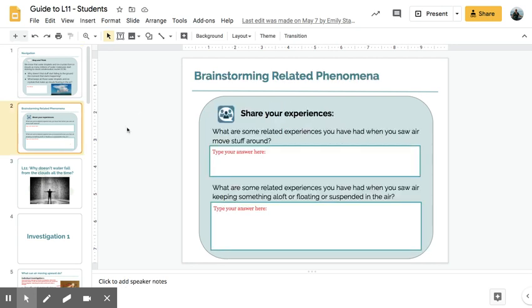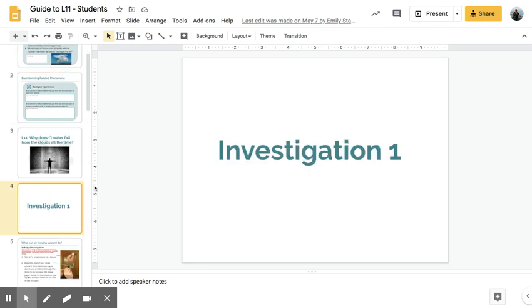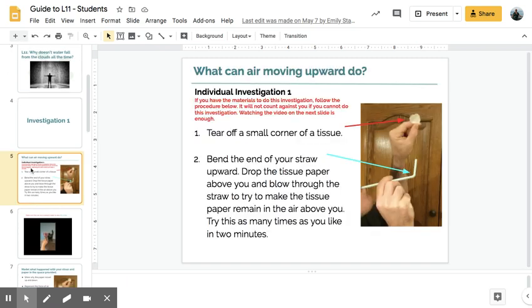So you're brainstorming some ideas. You're sharing some experiences on this next slide, and then you're moving to the first investigation. You can try this yourself, or you can watch the next video. You're going to tear off a small corner of a tissue, you bend a straw so that it's pointing up, and you blow through the straw to see what happens to the tissue when you're holding it above.